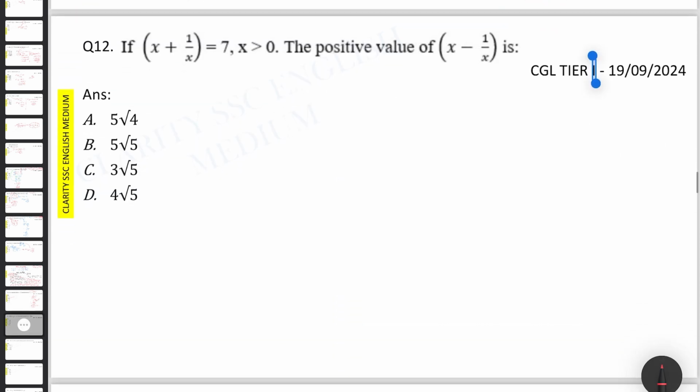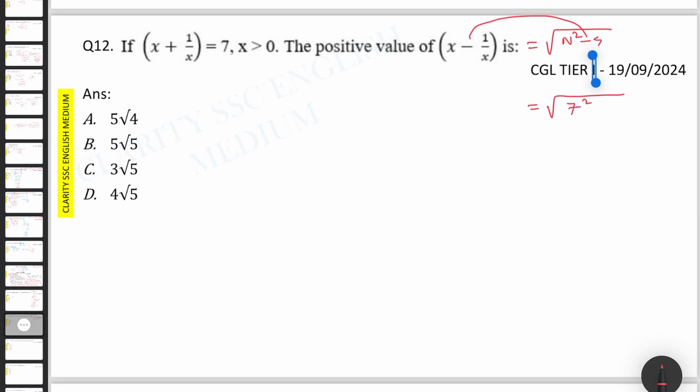Let's move on to question number 12. Question number 12 says x plus 1 by x is 7. Again, we know that n square minus 4. Minus will be minus, plus will be plus. So what will be the value of this? Root over n square minus 4, which is 7 square minus 4. What is 7 square? 49. So obviously 45. 45 is 9 into 5. So it's 3 root over 5 is the correct answer.